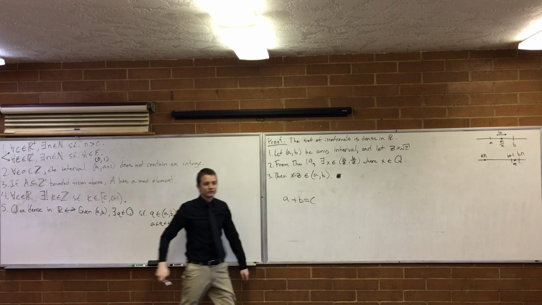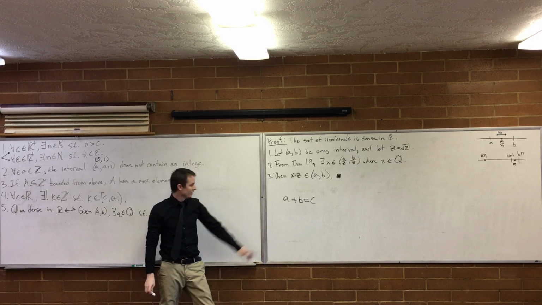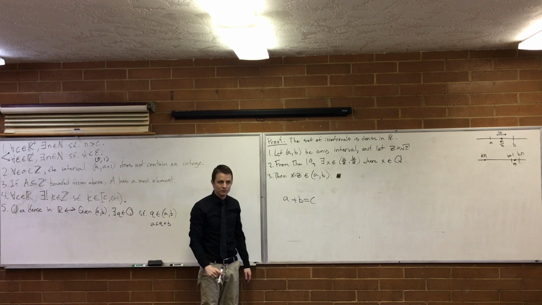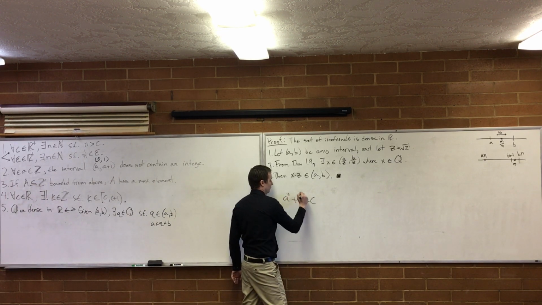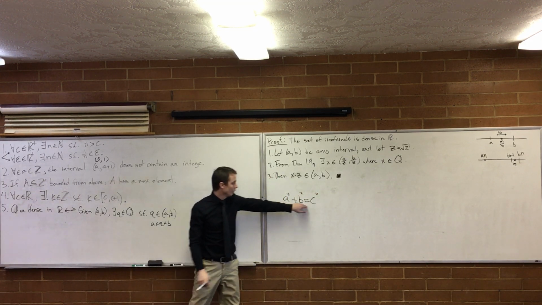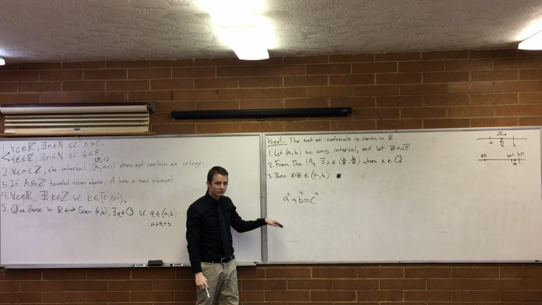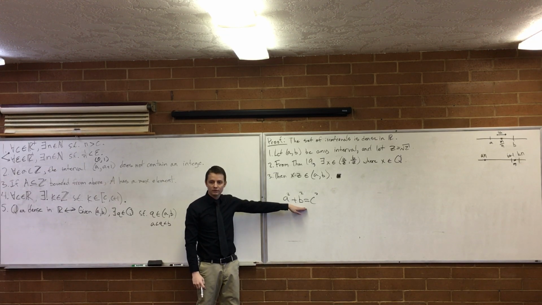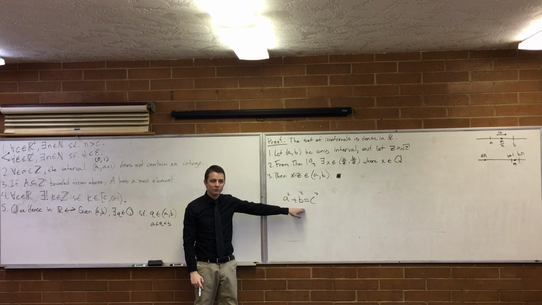Can you find numbers that make that statement true? Yeah, 1, 2, and 3, right? What if I put a square up here? Can you find numbers that make that true? Yeah, 3, 4, and 5. It's just the Pythagorean theorem now, right? Any right triangle makes the statement true.